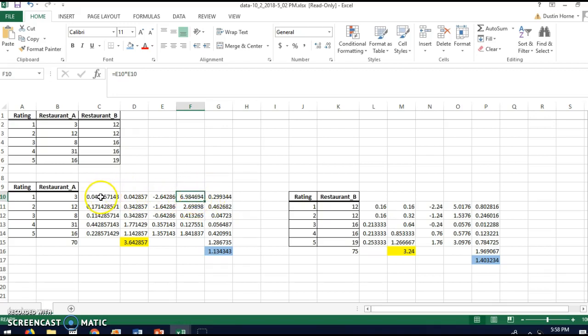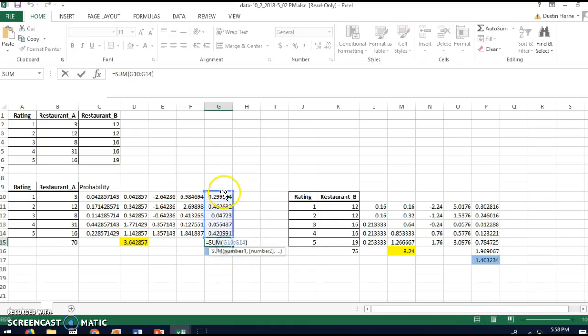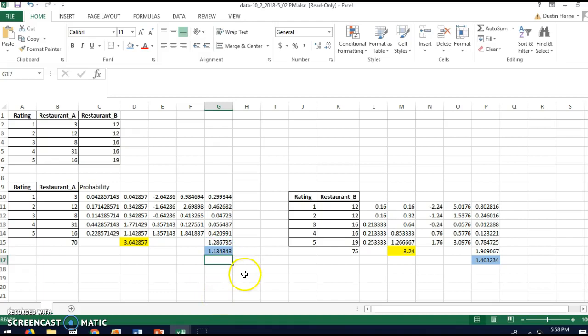you have to times that by the probability. Remember, this is the probability column. So it's this times this. And copy the formula down and get a sum. That's the variance. To get the standard deviation, you have to take the square root of the variance. And that would be, this is your standard deviation and this is your mean.